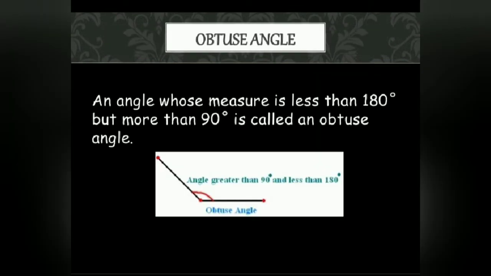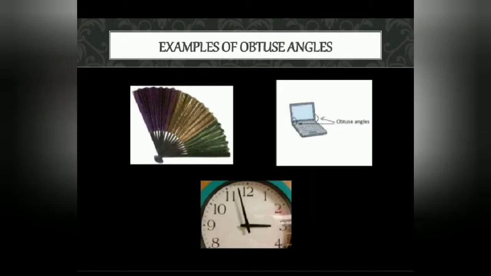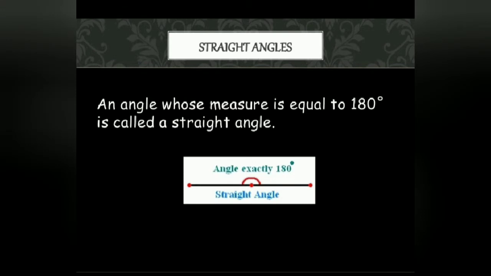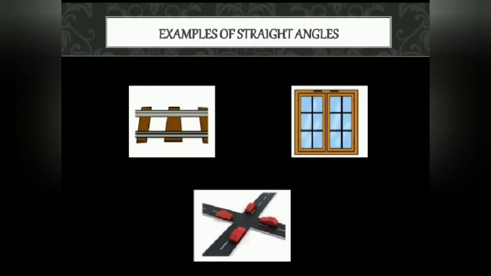An obtuse angle. An angle whose measure is less than 180 degree but more than 90 degree is called an obtuse angle. So these are the examples of obtuse angle. Straight angle. An angle whose measure is equal to 180 degree is called a straight angle. So these are the examples of straight angle.